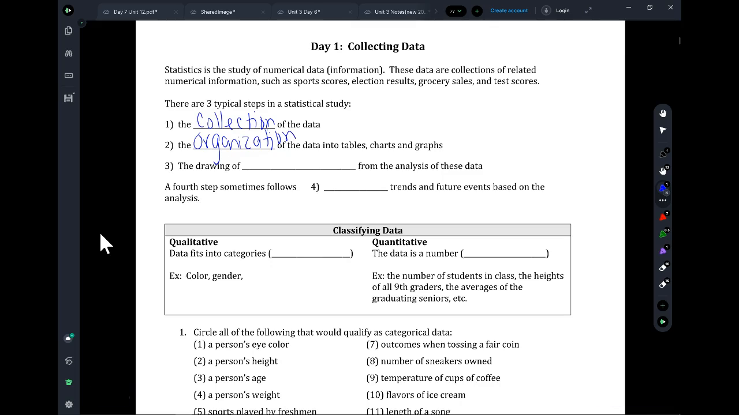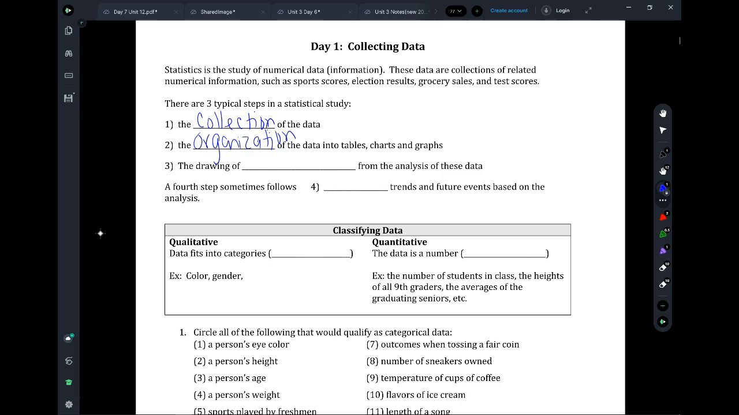We're going to be organizing our data in a bunch of different ways in this unit. We are going to start off with box and whisker plots, then we're going to move on to dot plots. We're going to do some histograms, frequency histograms. We might do some, or we will be doing some two-way tables and Venn diagrams. There are so many different ways that you can organize your data once you have it collected.